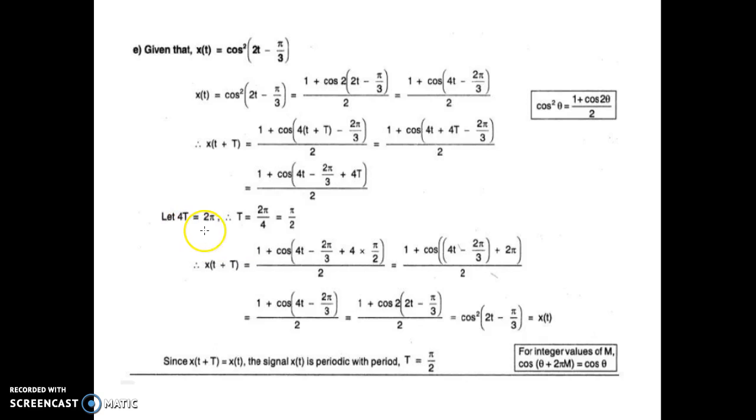Now let 4T equal to 2 pi, then T equal to 2 pi upon 4, or this is equal to pi upon 2. Therefore x of t plus capital T can be written as 1 plus cos of (4t minus 2 pi upon 3 plus 4T) upon 2. Put the value of T equal to pi upon 2 and simplify this equation. If you simplify, you finally get cos square of 2t minus pi upon 3, and we know that this is nothing but your original signal x of t. So we conclude that x of t plus capital T is equal to x of t. Therefore, the given signal x of t is periodic in nature with the period capital T equal to pi upon 2.